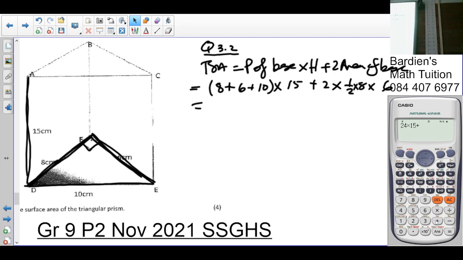Plus half times 2 is 1. 8 times 6. Can you give me 408? 408 centimeters squared. Is that correct? Yes. Right.